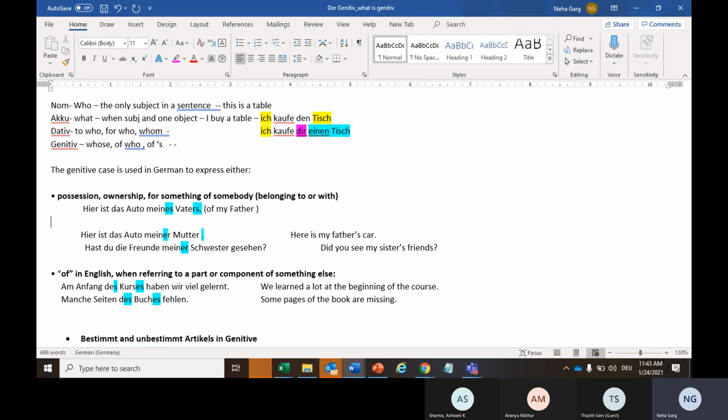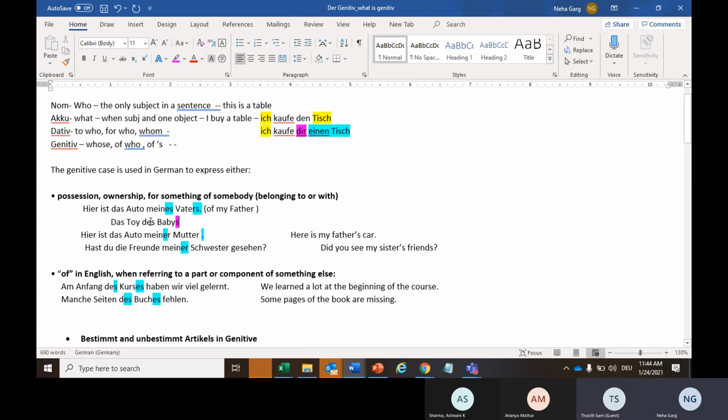Or maybe let's say you can say das Spielzeug des Babys, the toy of the baby. That's Spielzeug des Babys. Baby is das Baby, which will then in genitive change to des, and then I will add extra s with Baby.